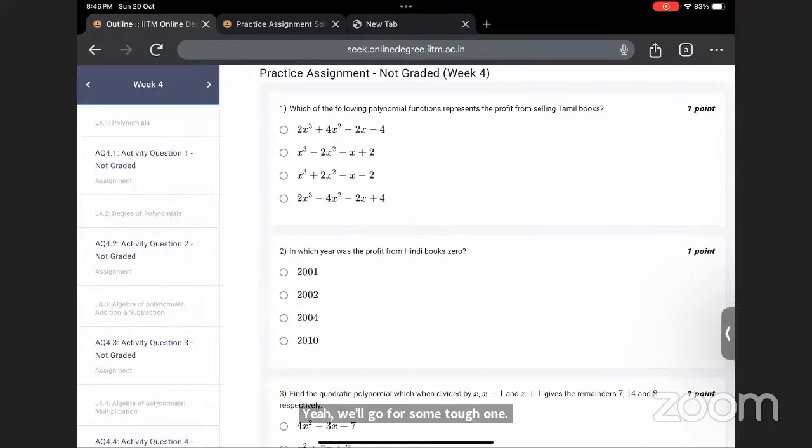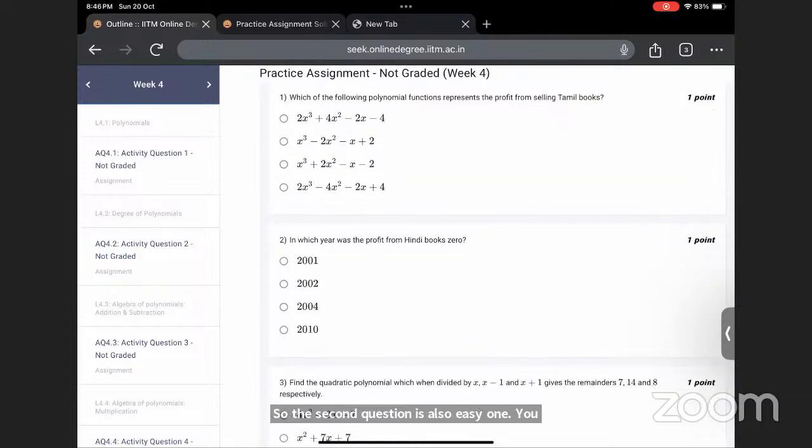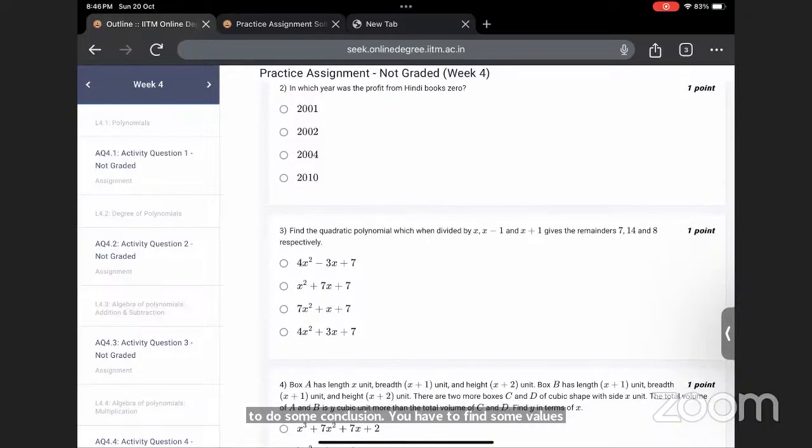So the second question is also an easy one. You just have to do some conclusion. You have to find some values. Okay. Let us see the third question. Ma'am, can you explain the first one, ma'am? Which one? First one, ma'am.